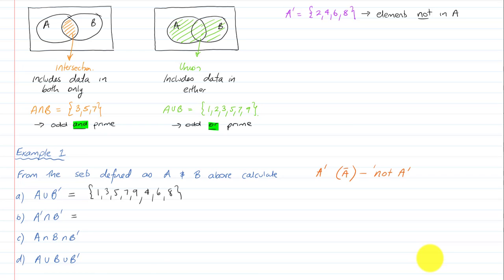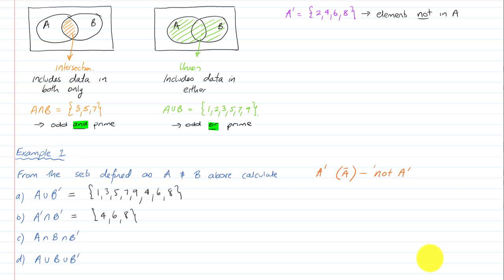And then the elements not A and not B. So this is the intersection. What elements are in not A and also in not B? Not A is the even numbers. Not B is the not prime numbers. So this will be 4, 6, and 8. Not A and not B.